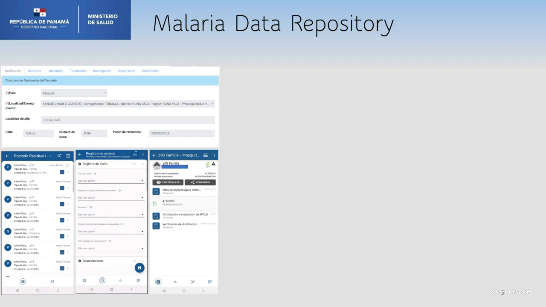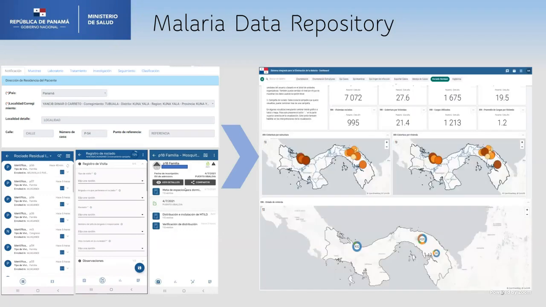And below we can see some examples from the application in DHIS2. We can see the application for IRS, and we can see as well the application for LLIN distribution and monitoring and evaluation that converts into a lot of dashboards that we have in DHIS2, that are being used to plan accordingly for all malaria interventions in the country.